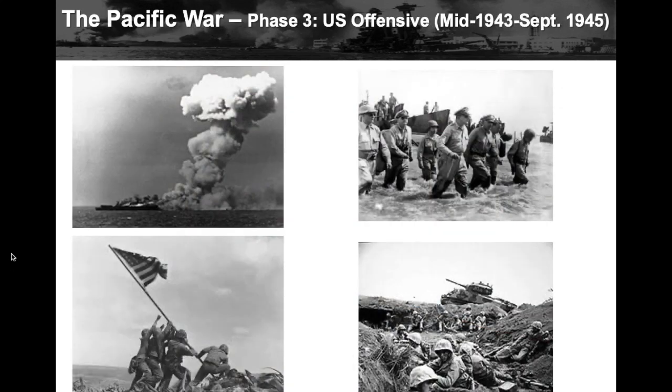Okay, so here's a naval battle up here. This is MacArthur right there, and he's returning to the Philippines. He vowed to return, so this was kind of a famous picture of him returning back to the Philippines. Very famous picture: the raising of the flag on Iwo Jima, up on Mount Suribachi. Marines here fighting on Iwo Jima.